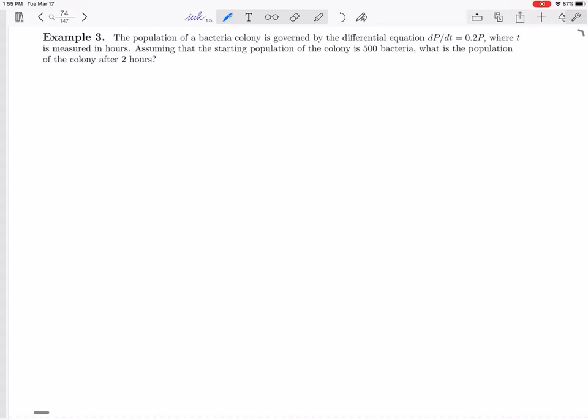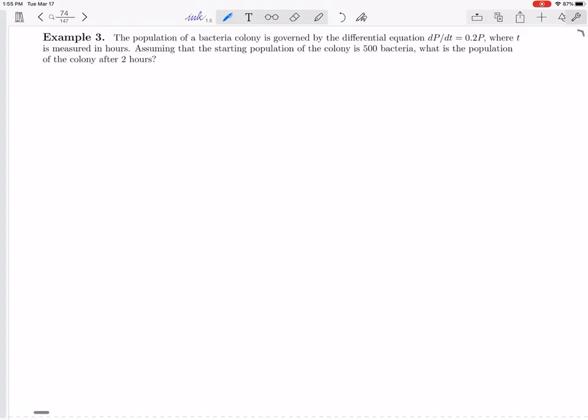Our last example in this section, before you get to do the exercises, is about a bacteria population. So we have a population of bacteria that's governed by a differential equation dp/dt equal to 0.2p, where t is measured in hours. Assuming that the starting population of the colony is 500 bacteria, what is the population of the colony after 2 hours?